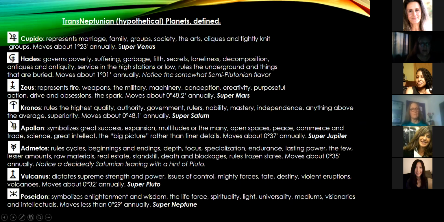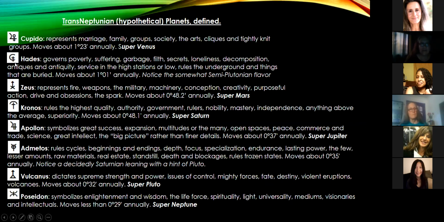Hades, these symbols are very intriguing. You'll notice on the Cupido symbol, that's actually Venus combined with Jupiter. And we would call her a super Venus. The opportunity for more Venusian expression is basically the way you would tie those together. She moves about 1.23 degrees annually.